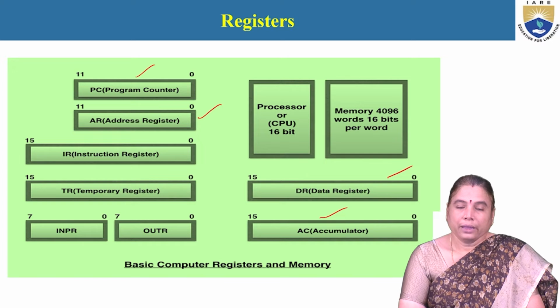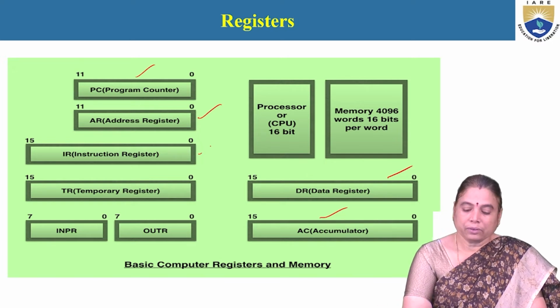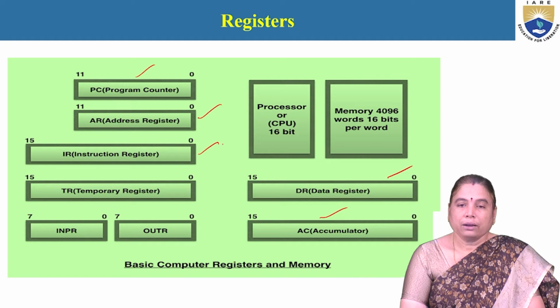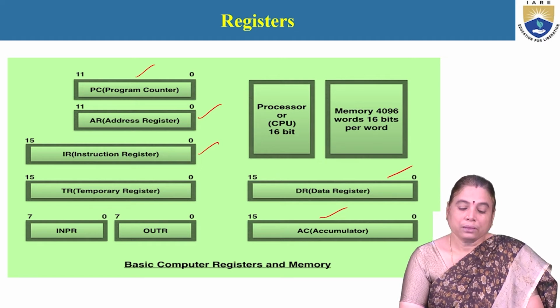Next is IR, instruction register. The instruction register is of 16-bit size and is used to store the current instruction that is being executed by the CPU. Next, TR register, temporary register, which is of 16-bit size. It is used to store intermediate values that are generated during the processing.